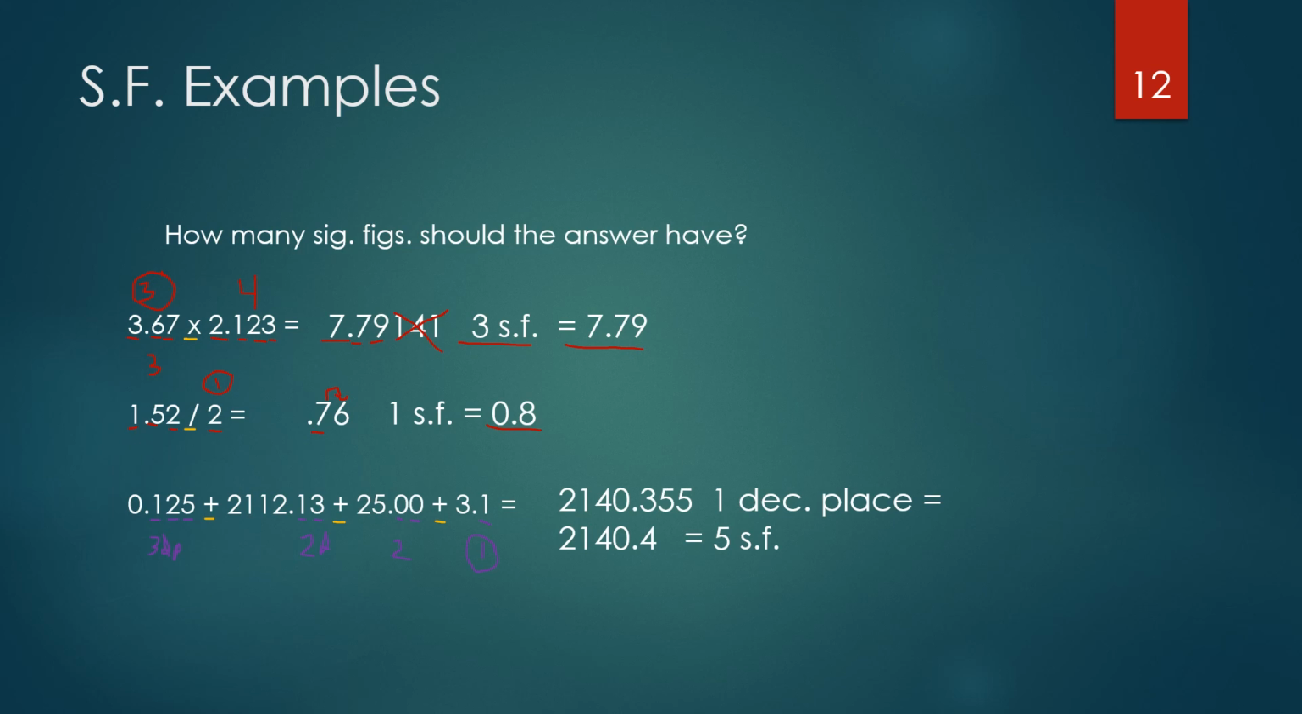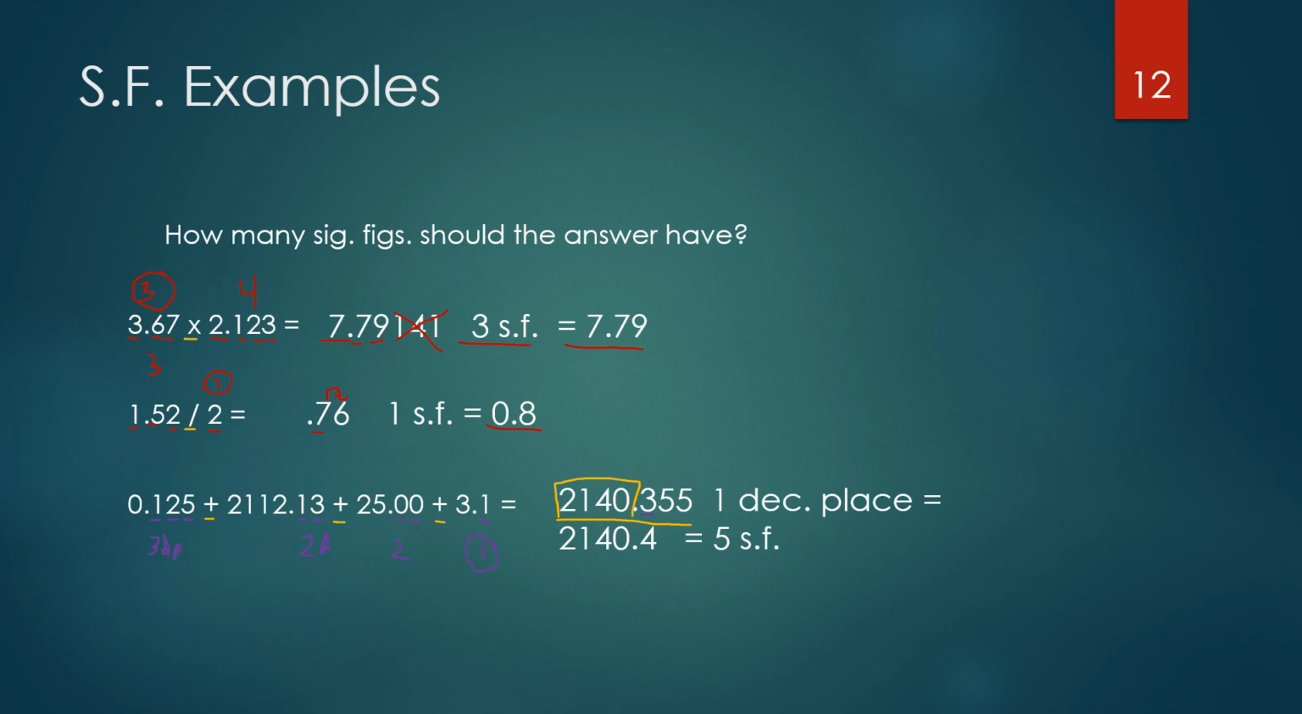So when we add all of this together, our calculator is going to give us this answer here. Now this is not to the correct amount of significant figures, so that's why we're doing the counting, so we can figure that out. So we're going to report this whole section here, the 2,140, and then we're going to go out 1 decimal place. So just to where this 3 is. So that means we don't want the 5 and the 5 reported.